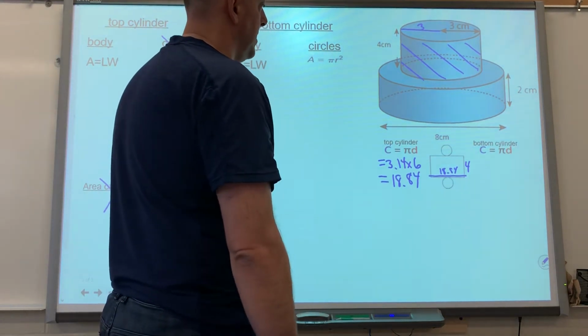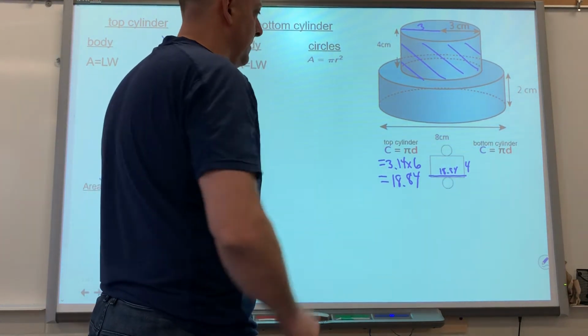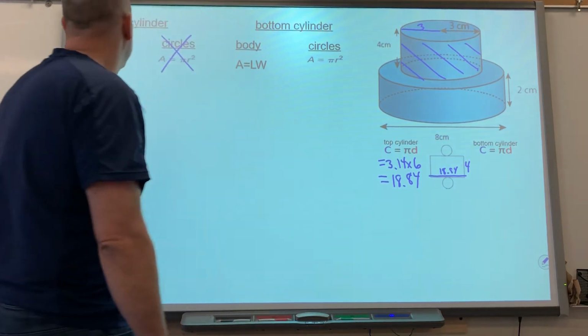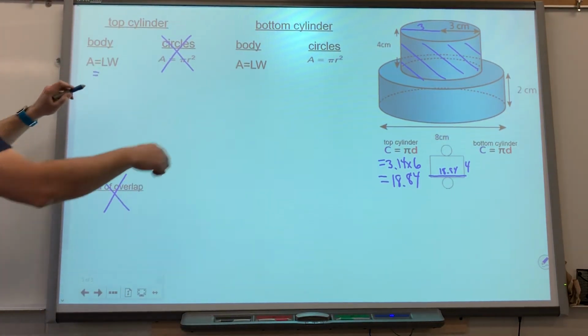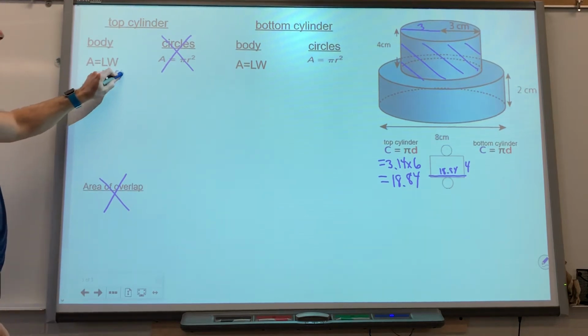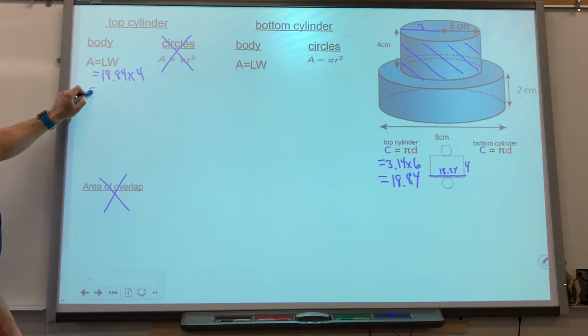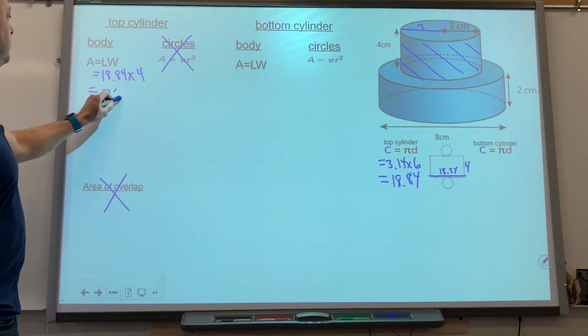For that top cylinder, that is the circumference. So then it becomes the body here. The body's area equals the length times width. That's the body, which is 18.84 times 4, which ends up being 75.36.